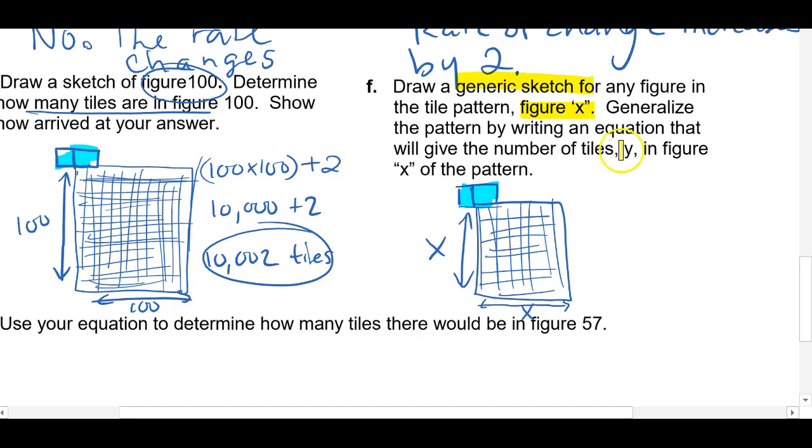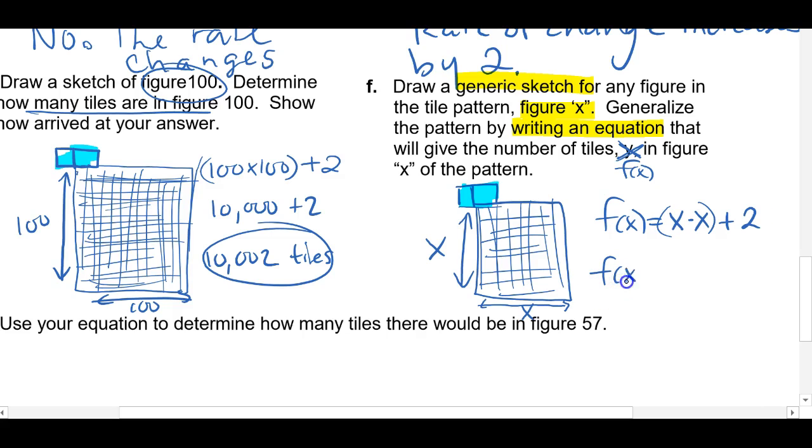So now the question is, how can we make an equation using these variables, where the number of tiles is y? Well, I don't want you to write y, I want you to write f of x. Because remember, f of x is the same thing. So we write f of x, and remember when we write an equation, we write equals. And to write the equation, let's think about how we found the number of tiles here. The number of tiles here was one side of that square times the other side of the square, 100 times 100, and then we added the 2. Well, here, then that means this would be x times the other side, x, plus that same 2.